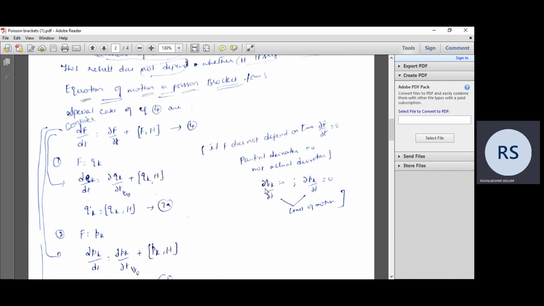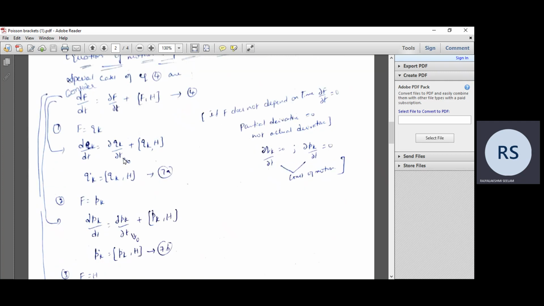So then what will happen? Dou qk by dou t equals 0, dou pk by dou t becomes 0, because of constant of motion. So here in the place of f, we have replaced with qk. So dqk by dt equals dou qk by dou t plus qk comma h. So dou qk by dou t is 0, because of constant of motion. So dqk by dt we can write as qk dot, which equals qk comma h.